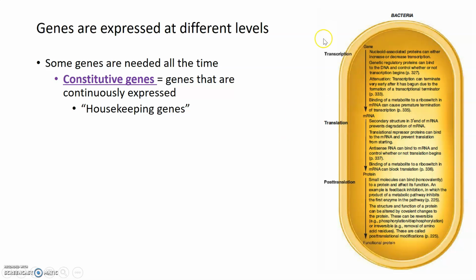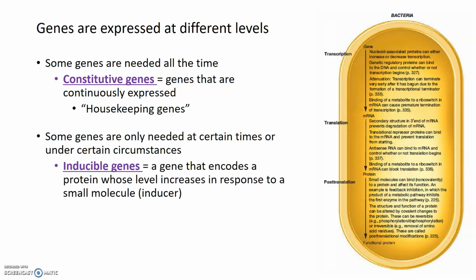And so coming back to transcription, which is the part that we're going to focus on, there are some genes that need to be transcribed or that are needed all the time. These genes that are continuously expressed because they're necessary all the time are known as constitutive genes. Sometimes they're also referred to as housekeeping genes because they tend to maintain all the processes necessary for a cell or bacterium to survive. They sort of keep the house, or keep the cell running, and therefore they need to be constantly on or constantly expressed.